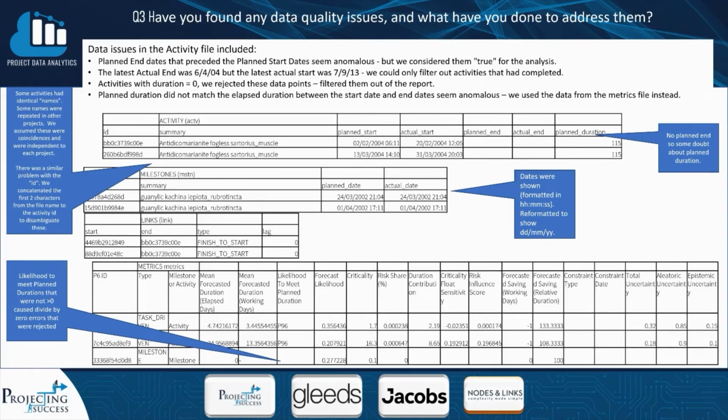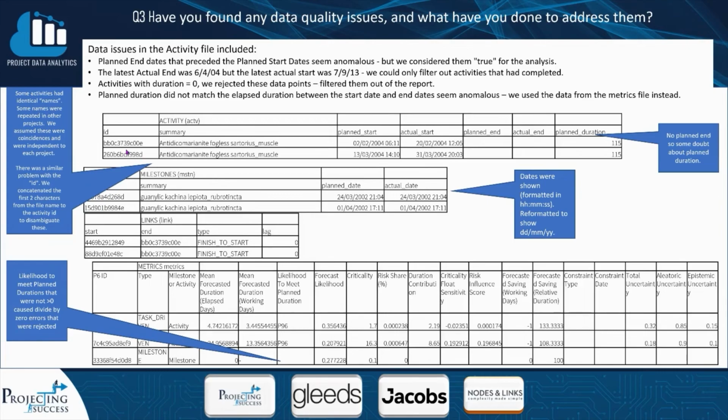Have you found any data quality issues, and what have you done to address them? We've found some anomalies with the start dates, planned and actuals, and the planned durations. We mainly use the durations from the metrics file, and we use the actual dates from the activity files to filter out activities that had already completed or already started, where anything that's already completed is not relevant for looking at the future.